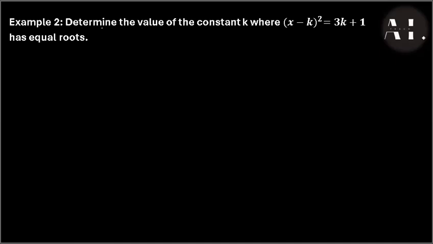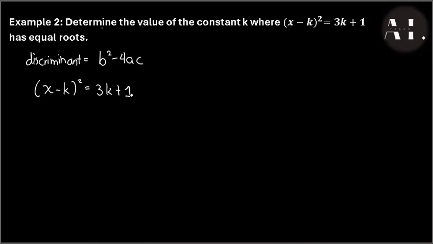The discriminant of a quadratic equation in the form ax squared plus bx plus c is equal to 0 is given by b squared minus 4ac. Now, we need to expand and rearrange the equation. Let me rewrite the equation again. It is given by the quantity x minus k squared is equal to 3k plus 1.